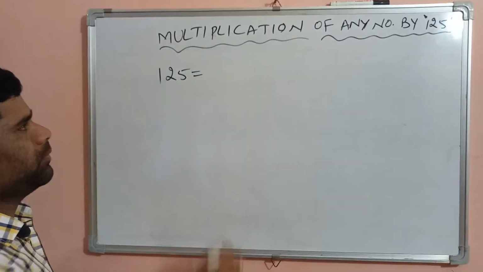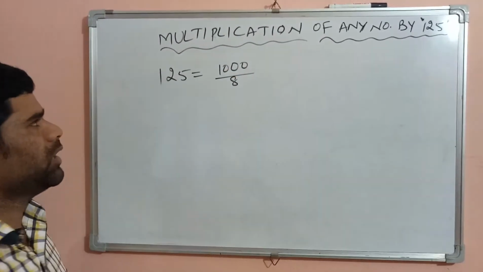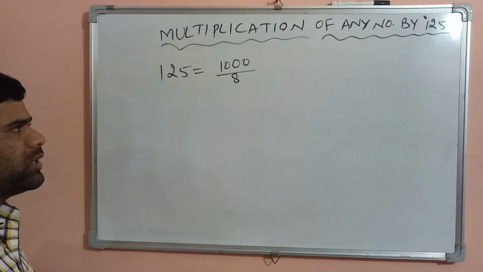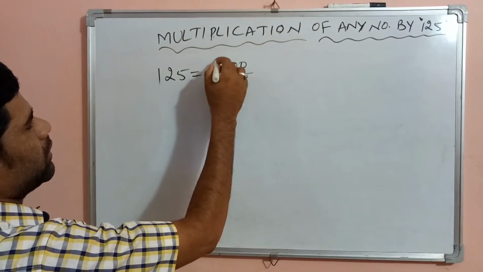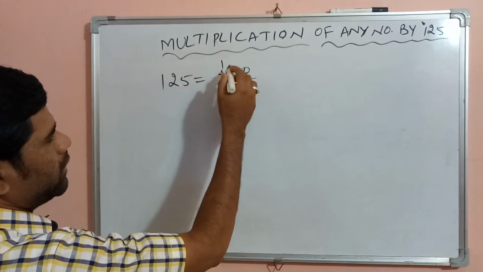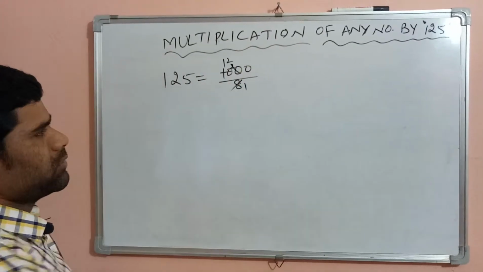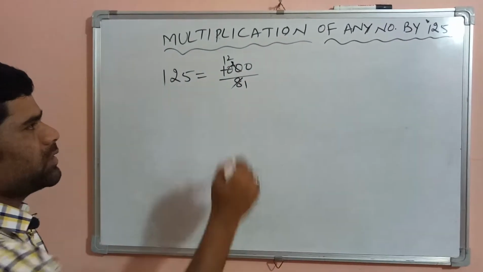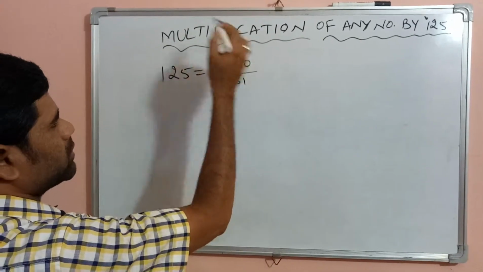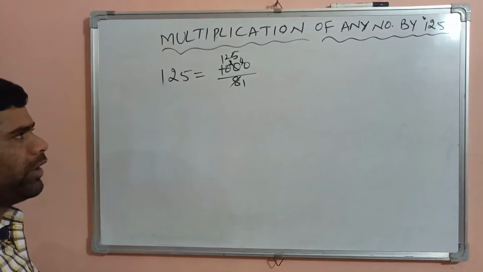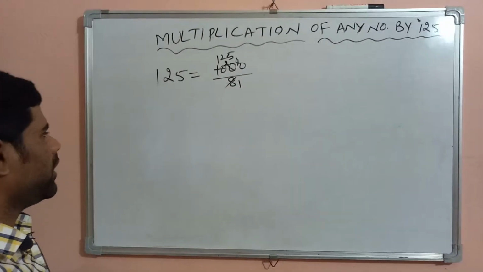Now, multiplication of any number by 125. 125 is equal to 1000 divided by 8. I am writing 125 is equal to 1000 divided by 8 because 8 ones are 8, remainder is 2, 20. 8 goes in 20 2 times, that is 16. 20 minus 16 is equal to 4, so the number becomes 40. Now 8 goes in 40 5 times, so we get 125. So we can write 125 is equal to 1000 divided by 8.